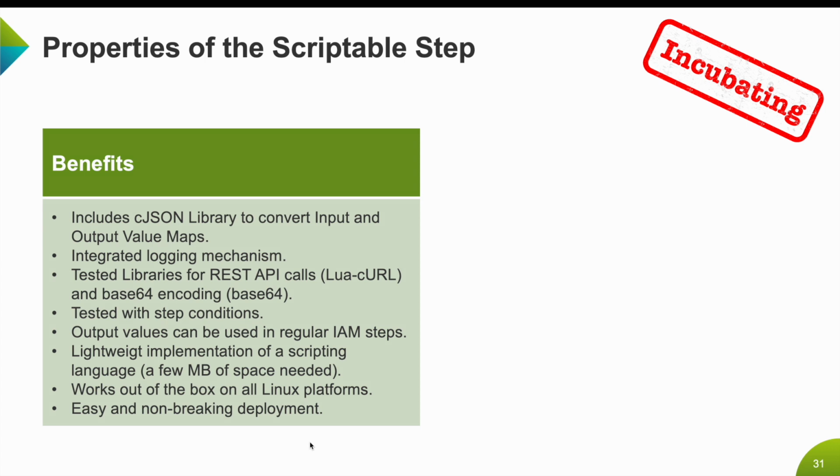To summarize, the scriptable step will include a CJSON library to convert input and output value maps into things that Airlock IAM can deal with. There is an integrated logging mechanism which you can use to, number one, keep track of what the scripts are doing, and number two, to debug the scripts. You have tested libraries, curl, base64, that you can easily add to the scripting engine. It's been tested with step conditions. We can use the output values in regular IAM steps. It's very lightweight, works out of the box on all Linux platforms. So you Mac users out there have to be strong, because it doesn't work out of the box on Mac, but there's only 2 command lines that you have to enter, and it will work on the Mac.